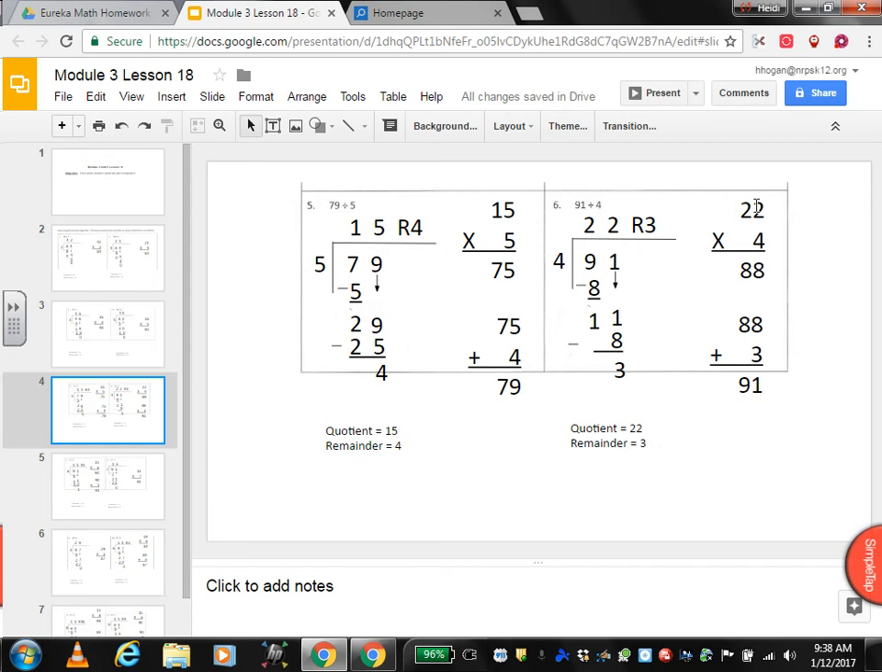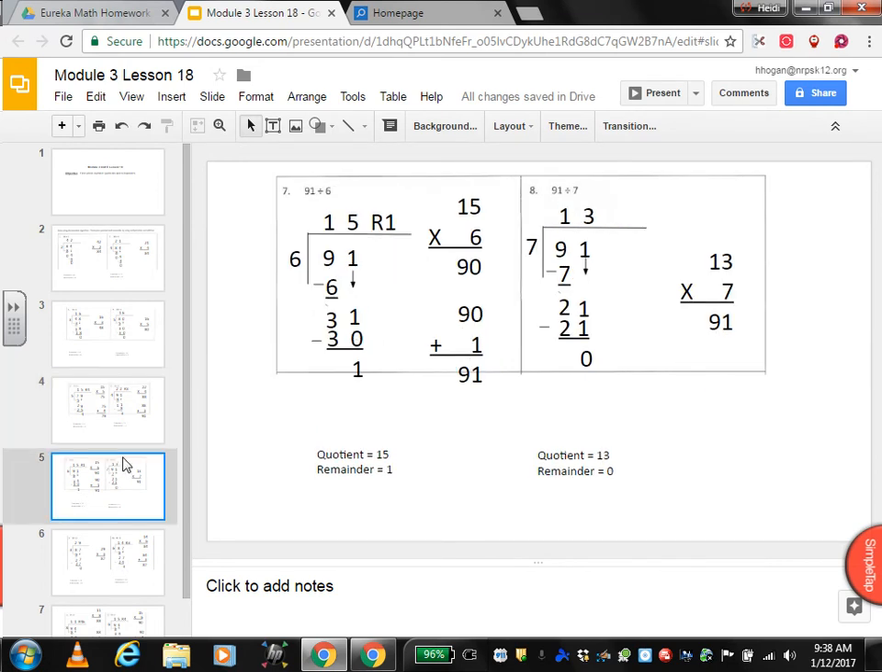We check by multiplying our quotient times our divisor. 22 times 4 is 88. And then we add our remainder. 88 plus 3 is 91.